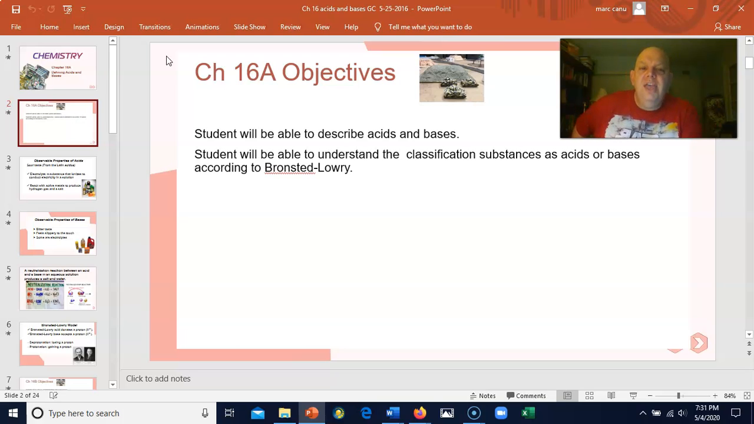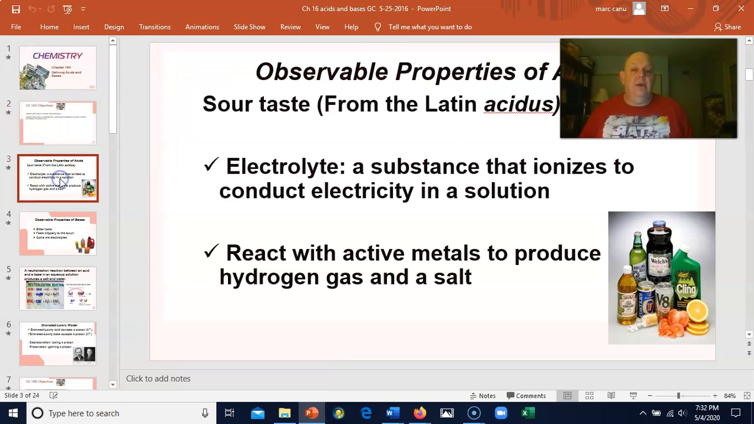You're going to be able to understand the classification of substances as acids or bases according to the Bronsted-Lowry idea, because there is more than one. But Bronsted-Lowry covers a lot of different types of acids and bases out there.